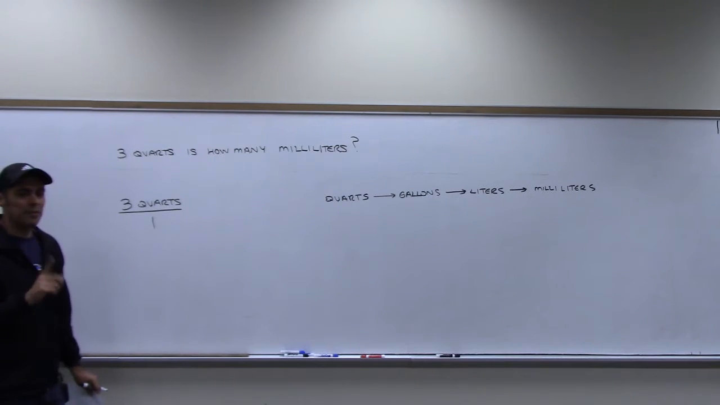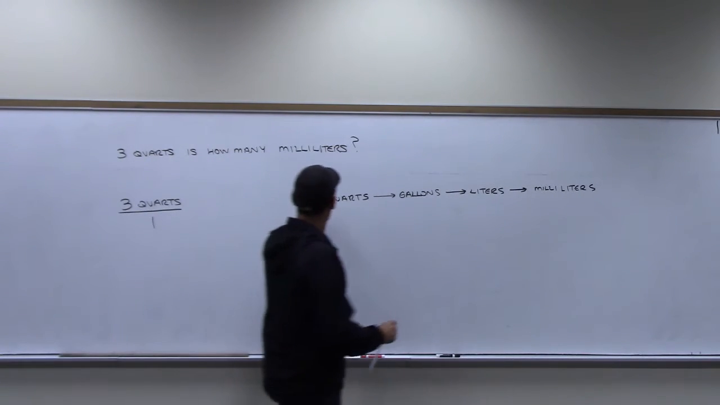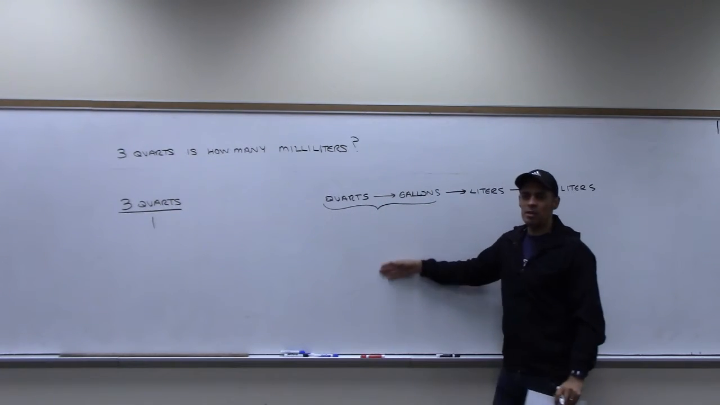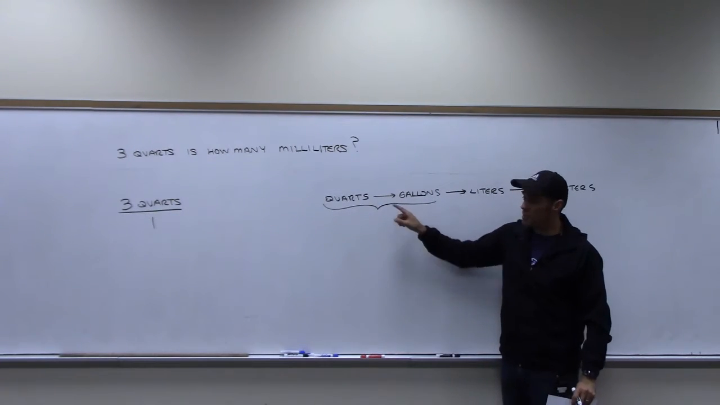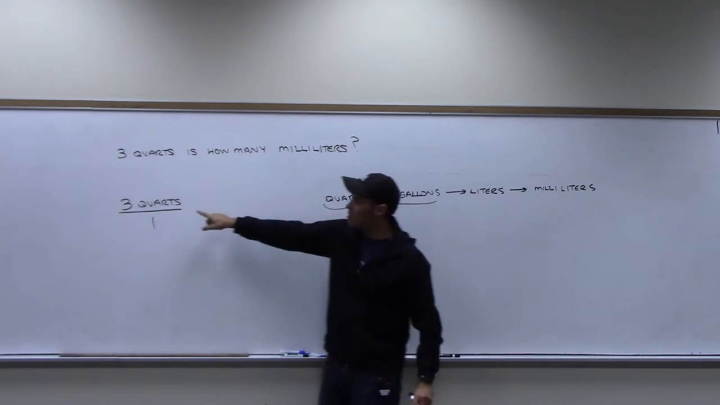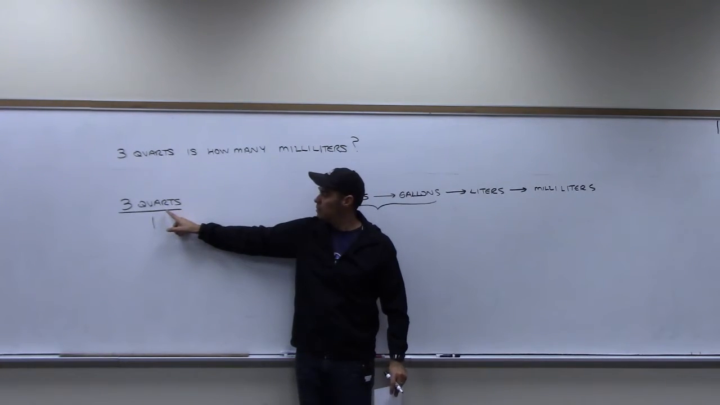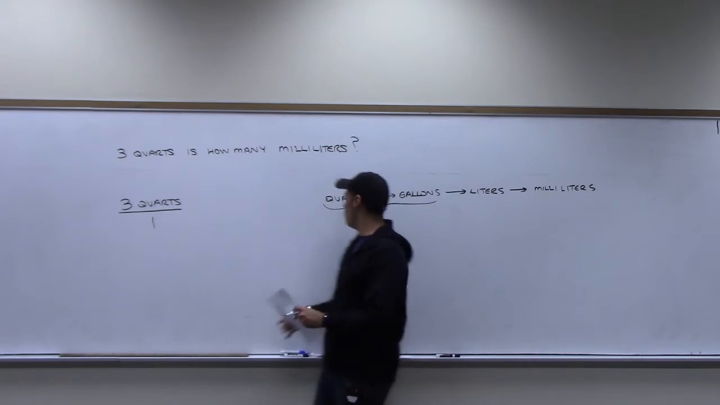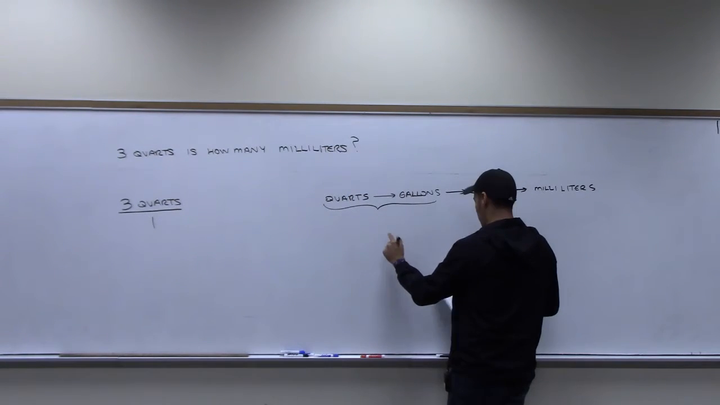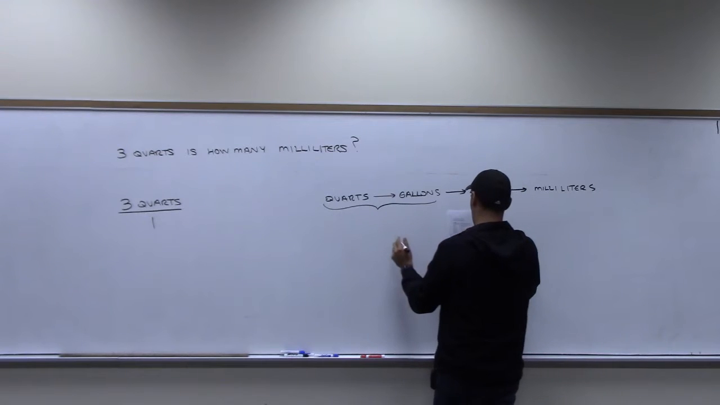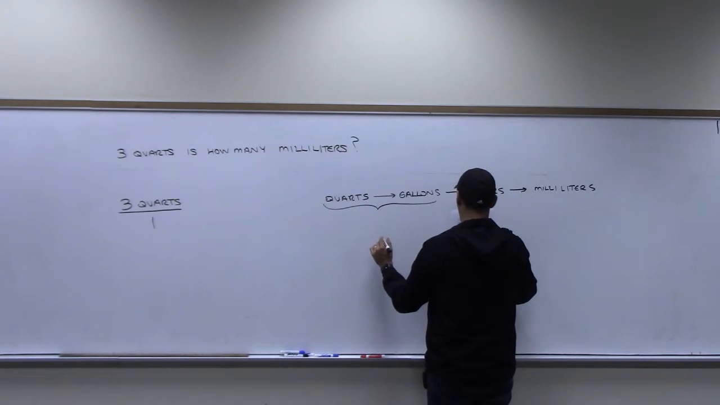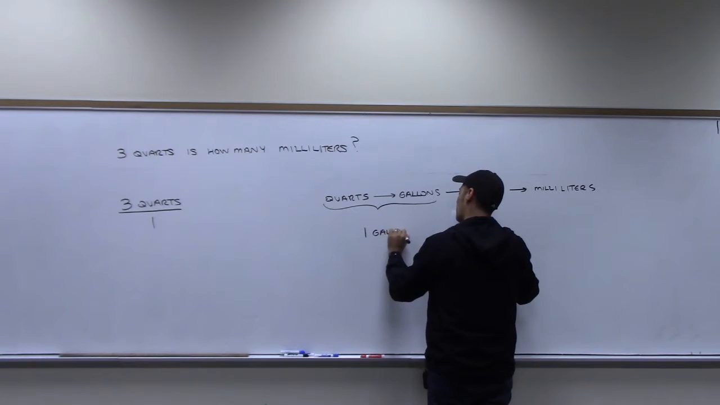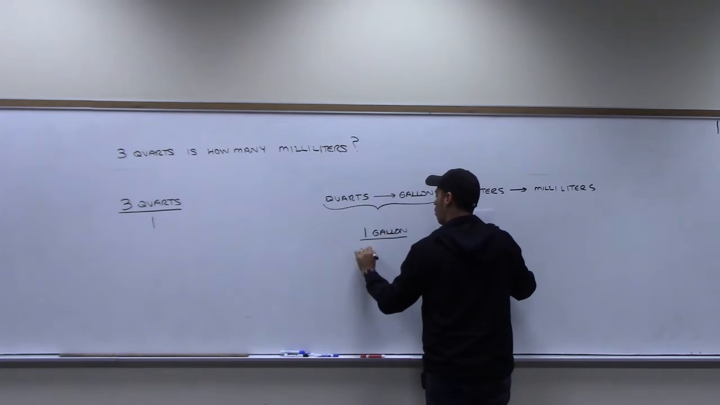Okay. So let's first start with the quarts to gallons. Give me the conversion, the fraction I'm going to use to go from quarts to gallons. And keep in mind over here, what is it that you want to go away? Quarts. So you want quarts on the bottom, right? So just tell me what the fraction is going to be. So 1 what over what? 1 gallon over 4 quarts.